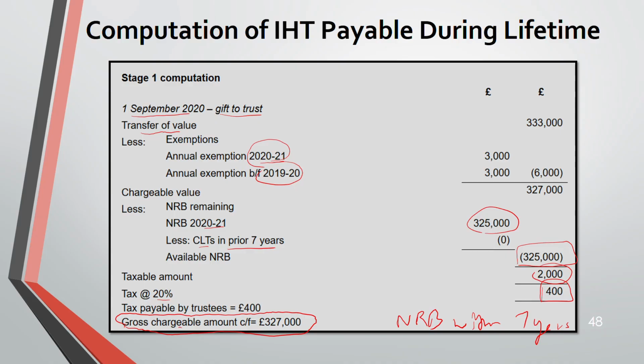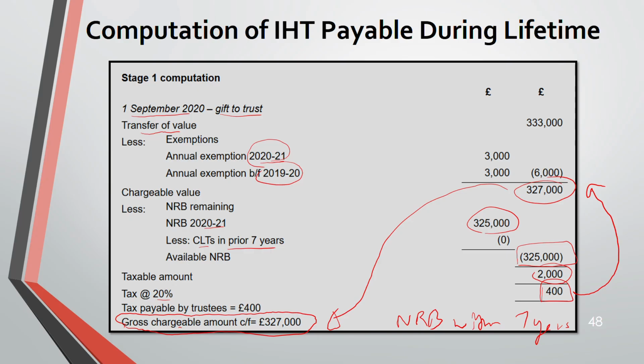So how do you get that gross chargeable amount? It is simply this chargeable value before deducting the nil rate band. Okay, it is this chargeable value. But if it is paid by the trustee, the donor, with this chargeable value, you have to add this 25% tax also. That is the only difference within who is paying.